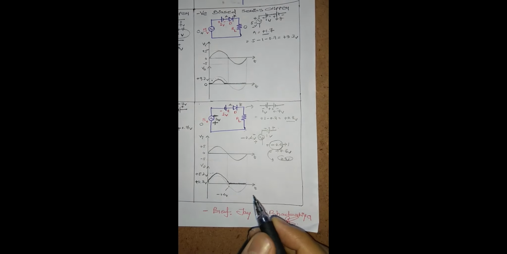So in the whole negative cycle, the minus supply is minus 1, minus 2, minus 3, minus 4. So anode is minus. So in the whole negative cycle, anode is minus, so D is off, then it is an open circuit. So with the open circuit, your waveform will be 0. So using this, you can draw the waveform.